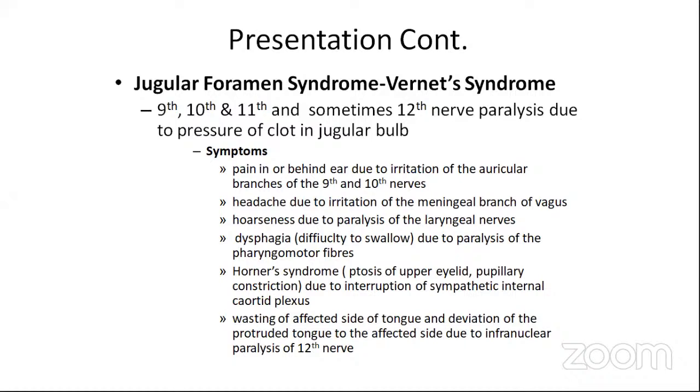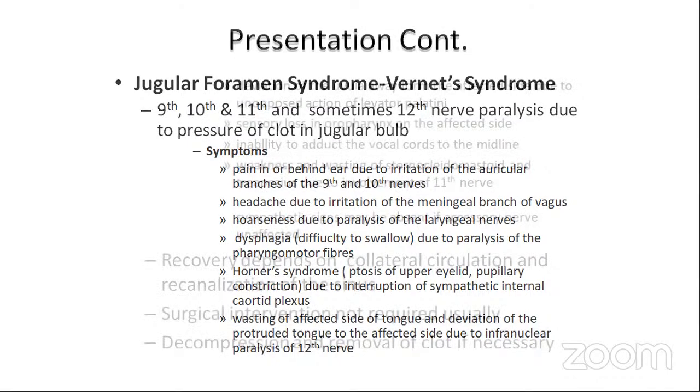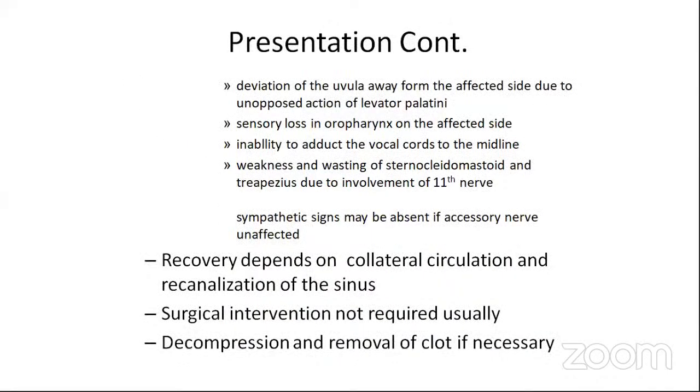So there will be pain behind the ear due to irritation of auricular branches of 9th and 10th nerve, headache, hoarseness due to paralysis of laryngeal nerve, dysphagia, Horner syndrome can appear, and there will be wasting of the affected side of the tongue. Deviation of uvula from the affected side to the opposite side, sensory loss on the affected side, inability to adduct the vocal cords because of palsy, weakness and wasting of sternocleidomastoid, involvement of labyrinth. So the recovery depends on the collateral circulation, recanalization of the sinus. Surgical intervention is not required usually. Decompression and the removal of the clot is necessary.